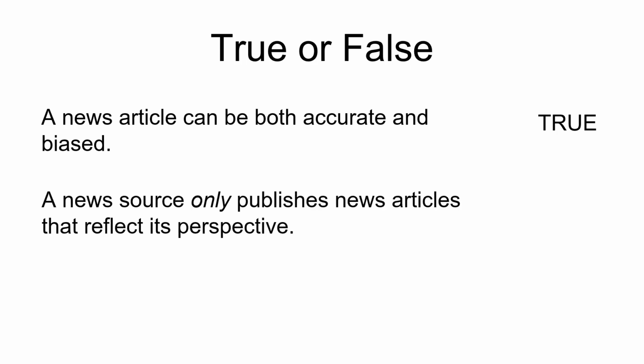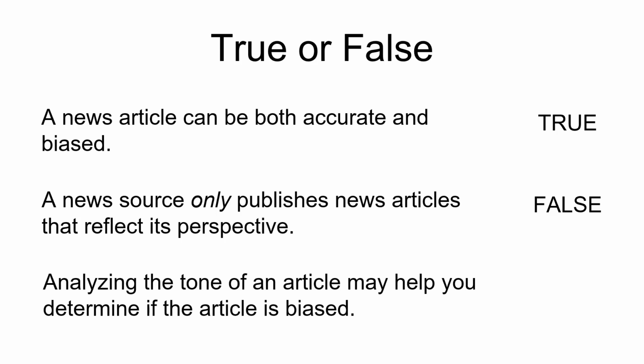A news source only publishes news articles that reflect its perspective. Not true. Sometimes credible newspapers will publish facts regardless of their perspective on events that happen. They will also sometimes post editorials and opinion pieces that contradict their viewpoint and challenge it. Part of good conversation is disagreeing with each other, but then supporting why you disagree.